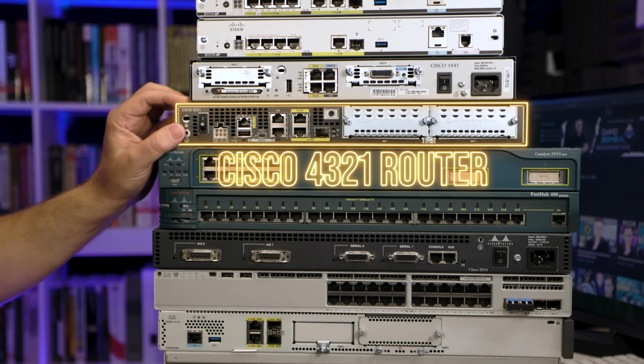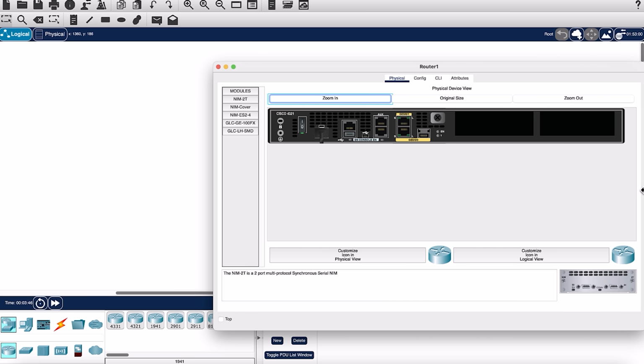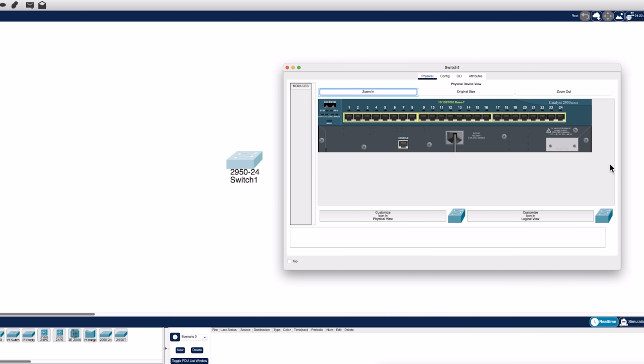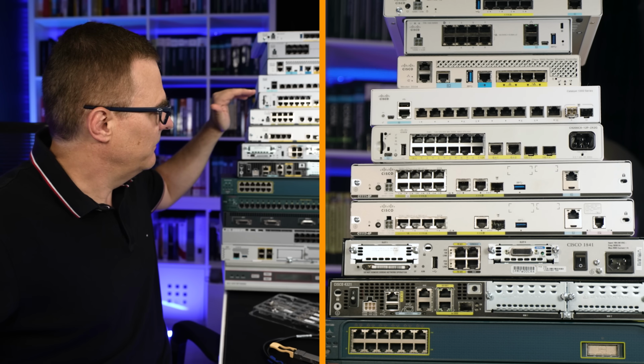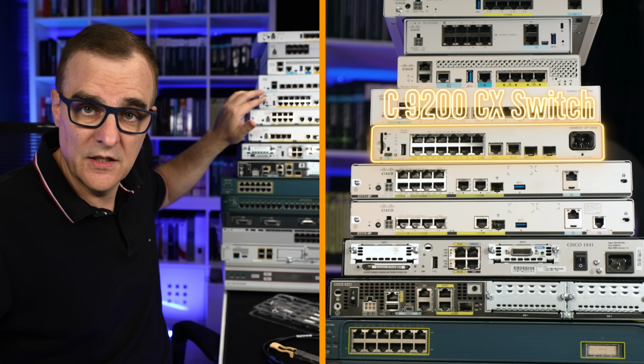This is a Cisco 4321 router, and the reason I purchased this router is because it's part of Packet Tracer. So in the labs, I will show you physically how things look, and then you'll be able to configure them. Packet Tracer is a fantastic simulator, but it doesn't simulate everything perfectly. 2950 switches are also part of Packet Tracer. But again, I've got very modern switches like the C9200CX, fantastic little switch.